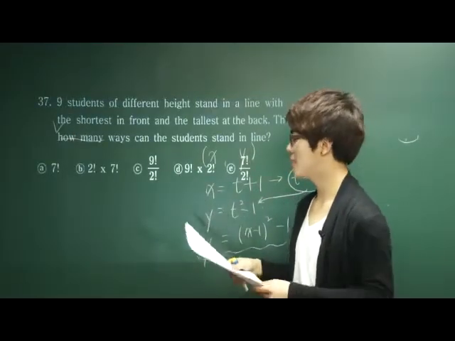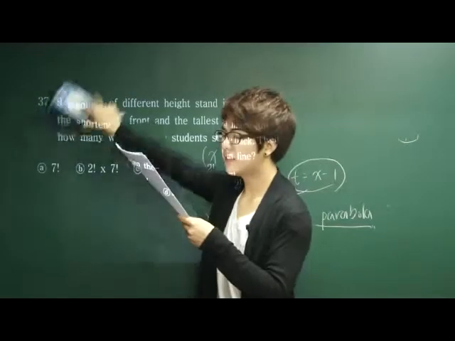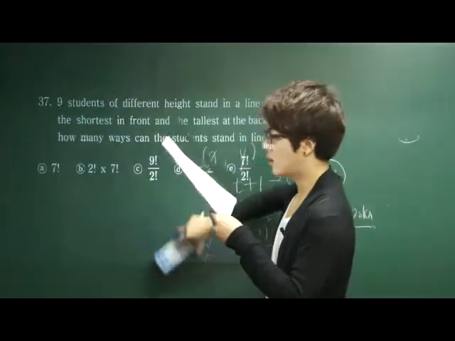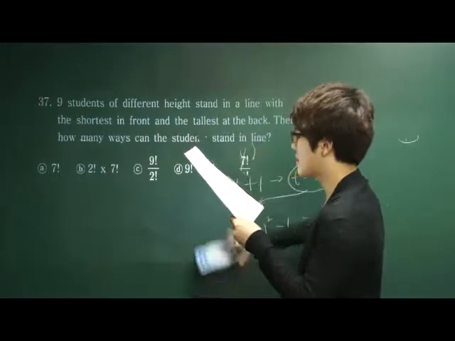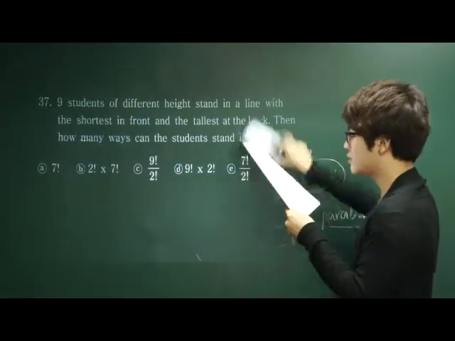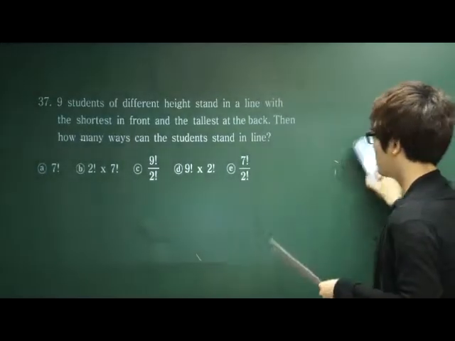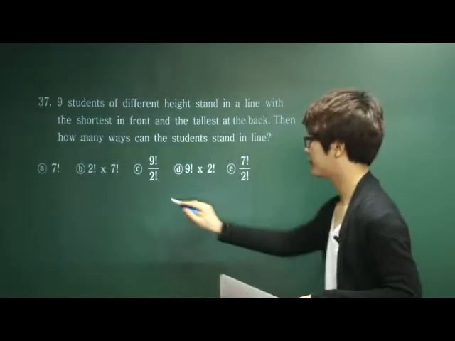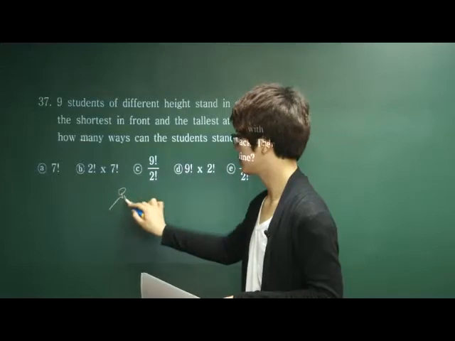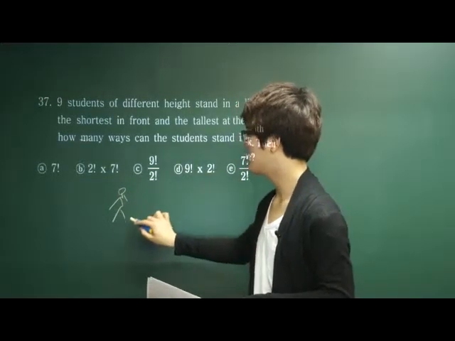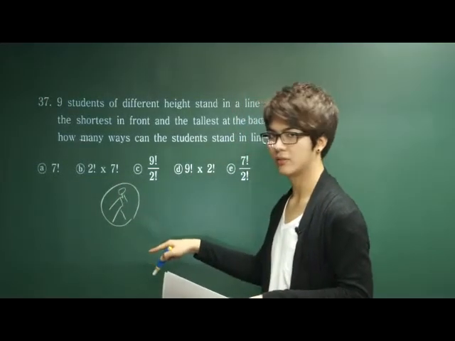Okay, let's move on to number 37. 9 of the different heights stand in a line with the shortest in front and the tallest at the back. Then how many ways can the students stand in the line? Okay, so there are in total 9 students. The first student has to be the shortest, right?